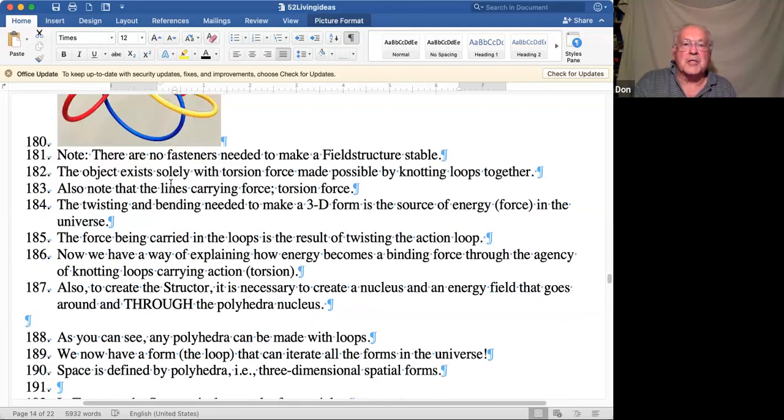So objects exist solely with torsion force, and that's made possible by knotting loops together. These loops carry force, and the force is torsion. Twisting and bending needed to make a 3D form is the source of energy in the universe. The force being carried in the loops is the result of twisting.